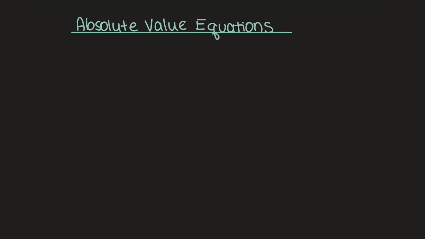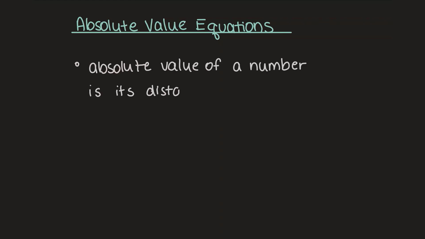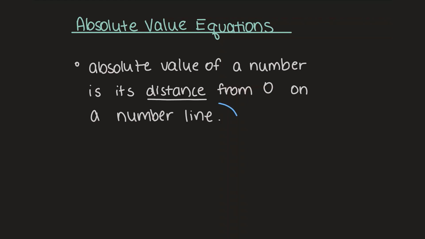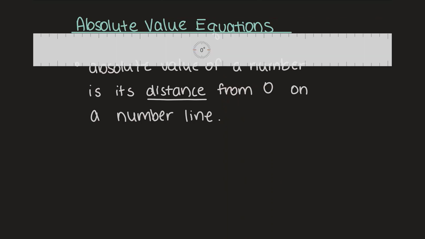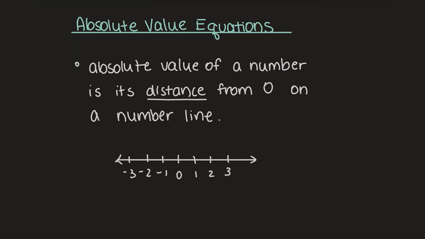Hey guys, in this video we will be going over absolute value equations. So the absolute value of a number is its distance from 0 on a number line, where distance is a positive value. So let's visualize this using a number line.